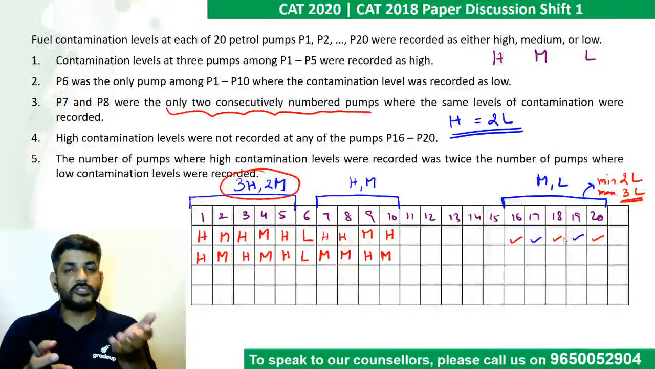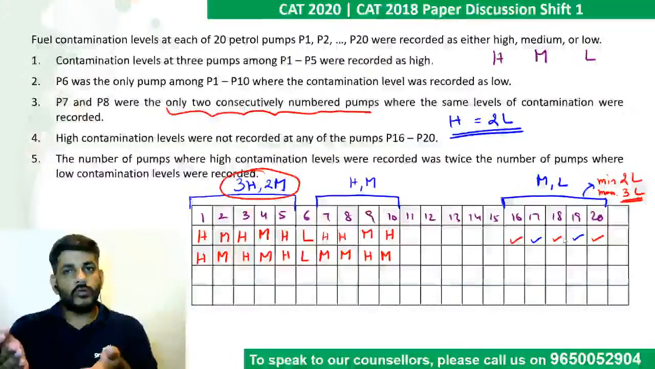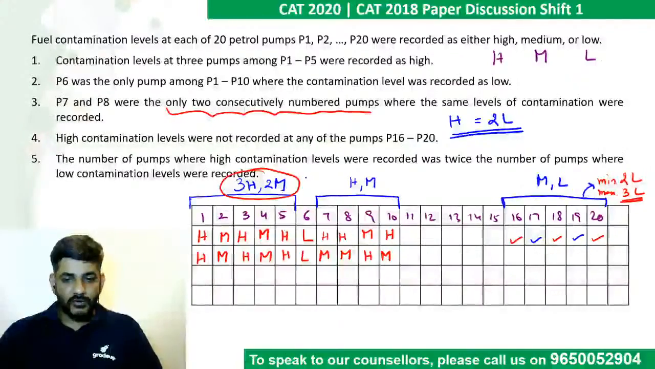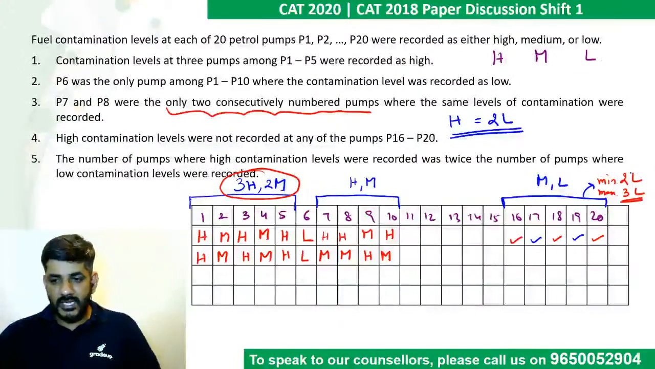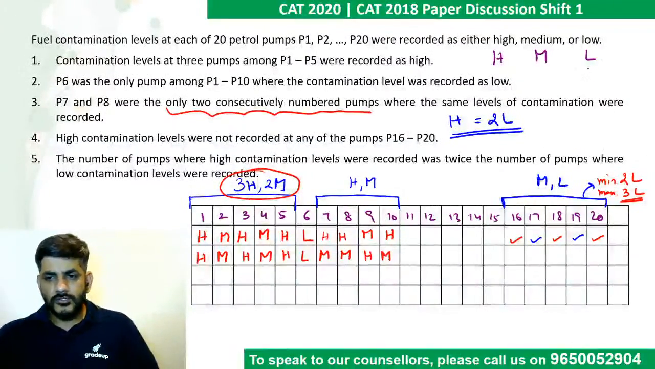And initially low is only 1 in the first 10, right? So number of low can be how many? I see that there is one low here, right? And here there will be minimum 2 and maximum 3. So 1 plus 2 makes it 3. 1 plus 3 makes it 4. So can I say low can be 3, low can be 4.